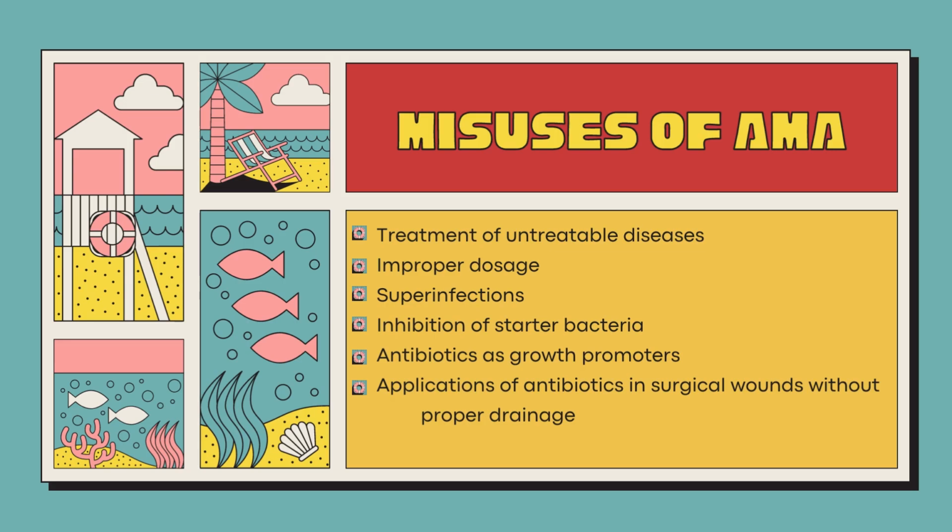Next would be inhibition of starter bacteria. Use of antibiotics in dairy animals results in excretion of significant levels of antibiotics through milk, which may suppress the starter bacteria. Also, antibiotics used as promoters is very wrong, wherein antibiotic promoters in feedlot animals before slaughter without observing withdrawal specifications may pose a public health hazard. Lastly, would be the application of antibiotics in surgical wounds without proper drainage.